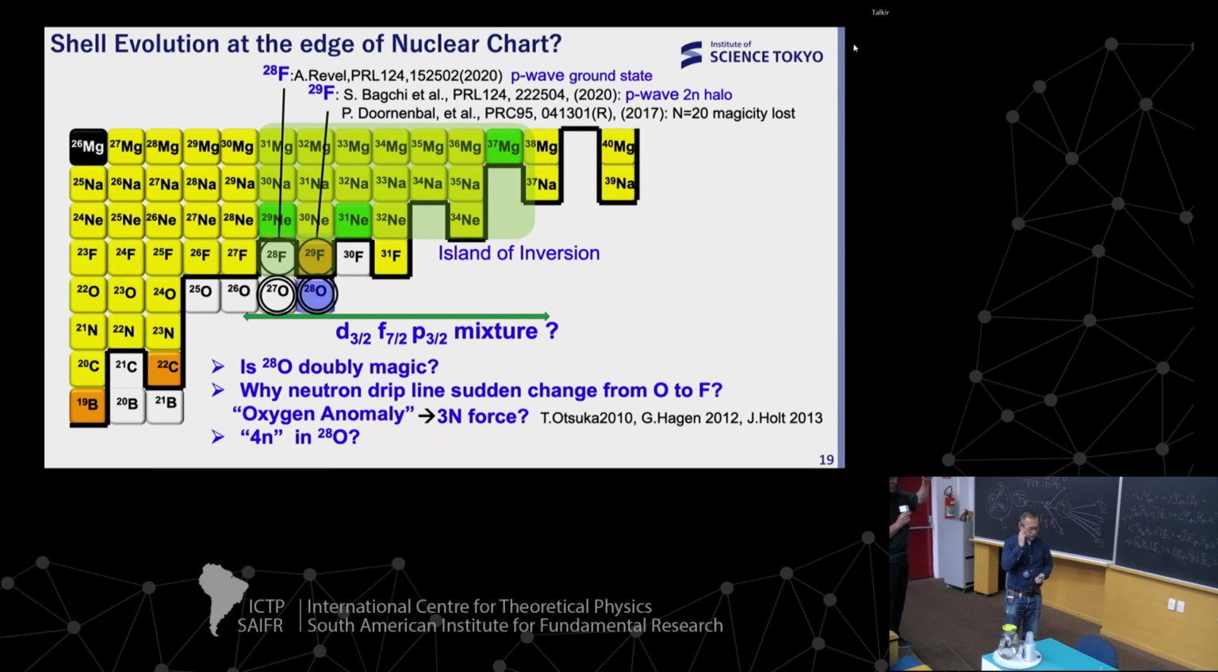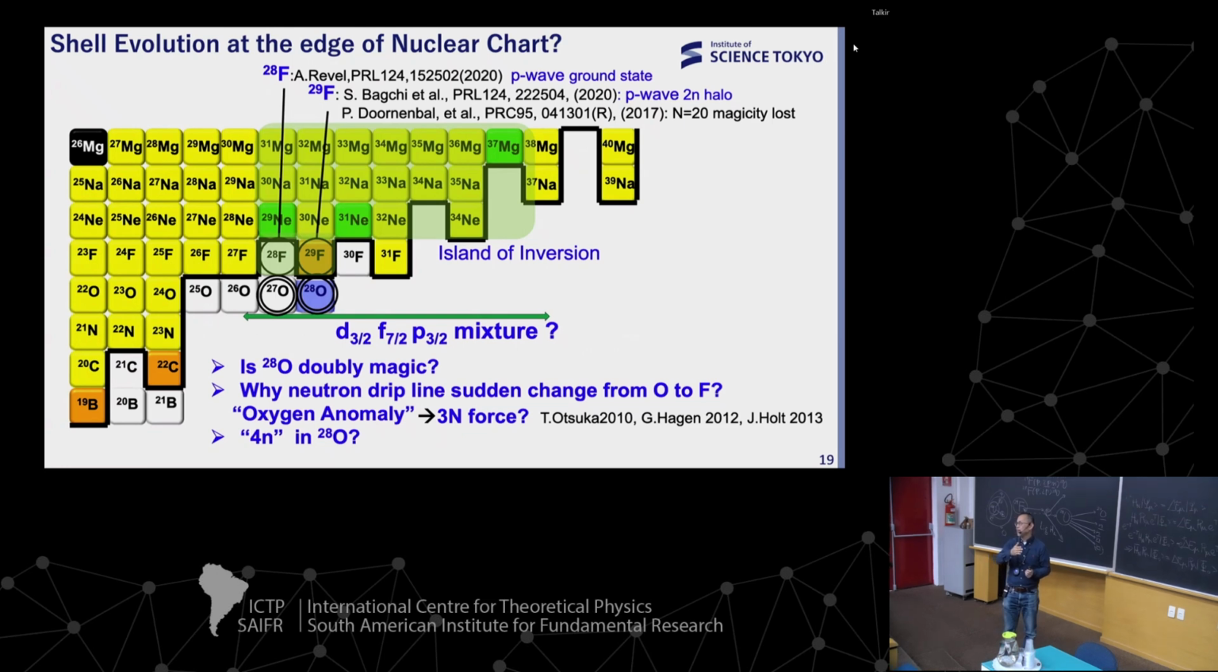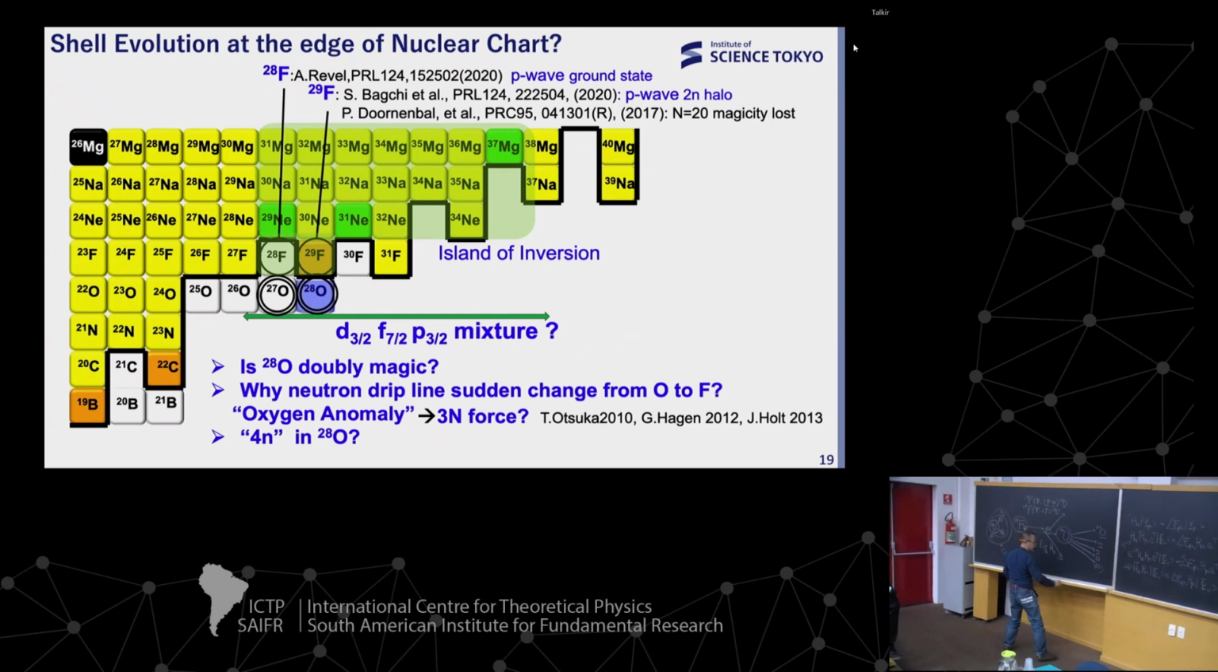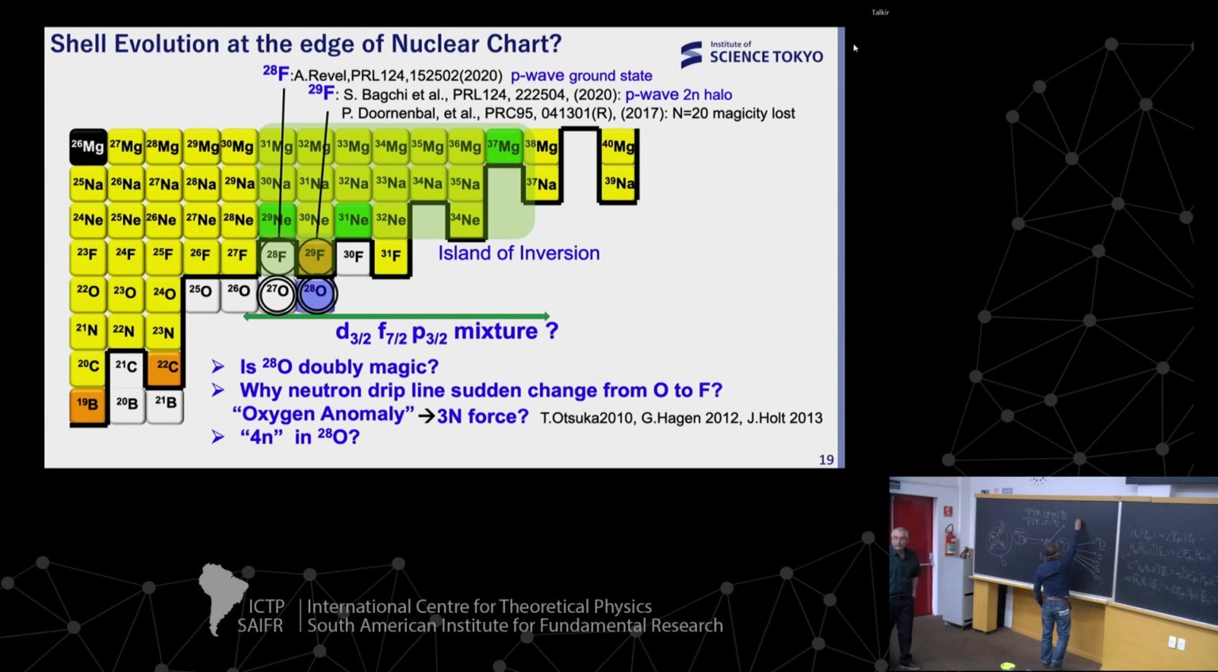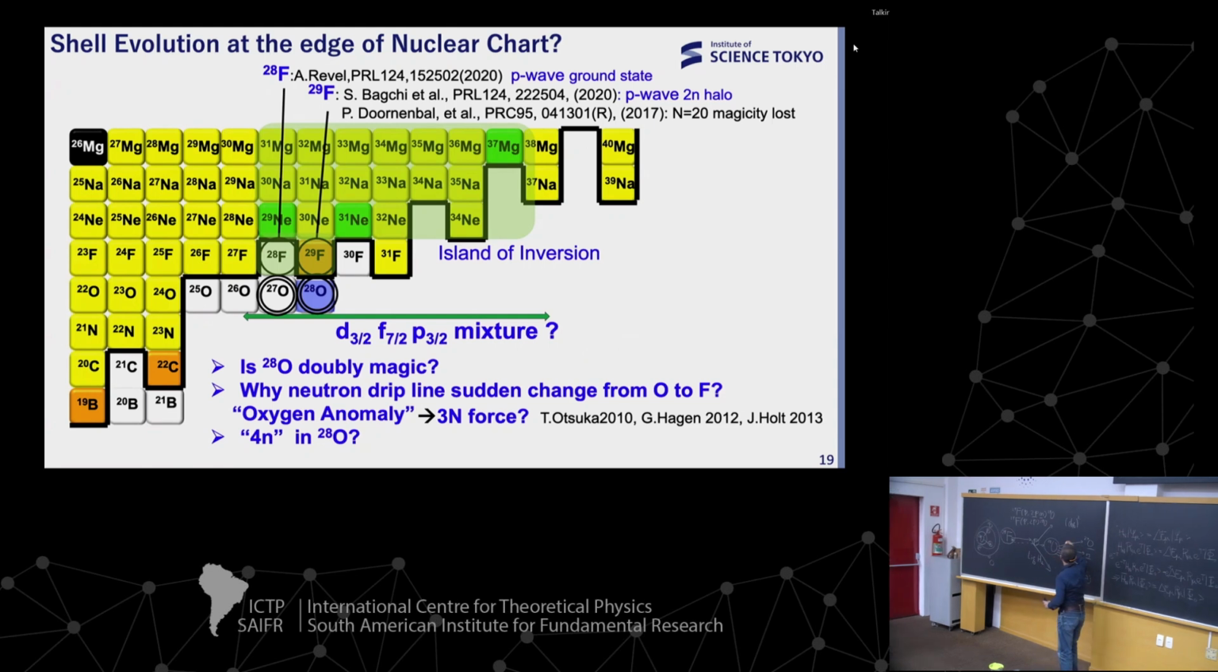Yeah, there is a discussion about oxygen 26. Of course, the resonance is due to D3/2. But because we now have two neutrons, like D3/2, since we have two neutrons, this can be mixed with other things like S1/2.